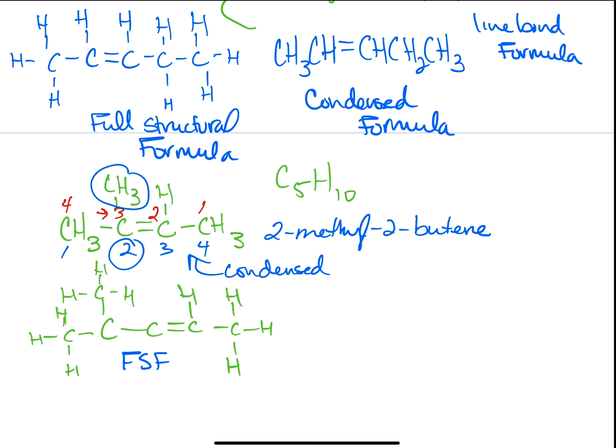But can we condense it more? Yes, we can. We can write CH3, C double bond, CH, CH3. Now the thing here is you're going to want to go ahead and put this bond right here, that single bond, and point the CH3 up like that. And so you're indicating that it is not in that chain right there.